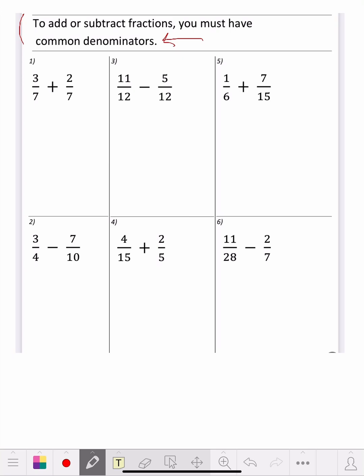Now the first one, it's 3/7 plus 2/7. Well, as you see, both the denominators are the same, so there's not much we can do here, so we just leave it like that. So it's going to come to be 3 plus 2 is 5. 5/7. And that's it. That's the answer.